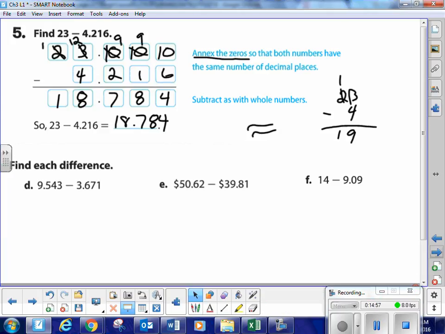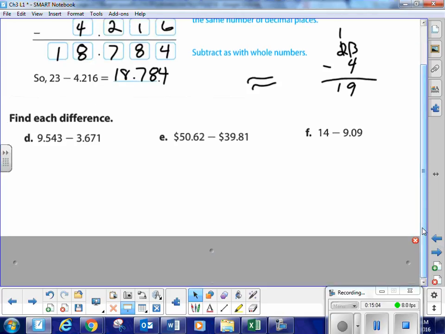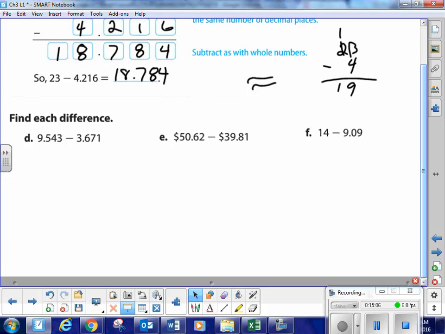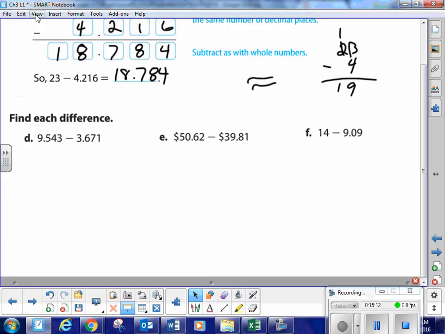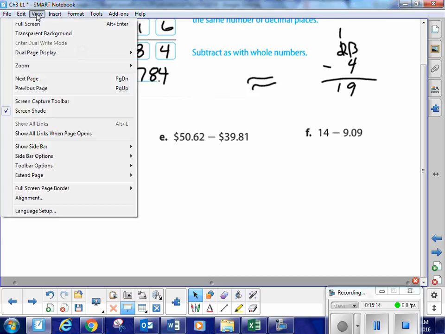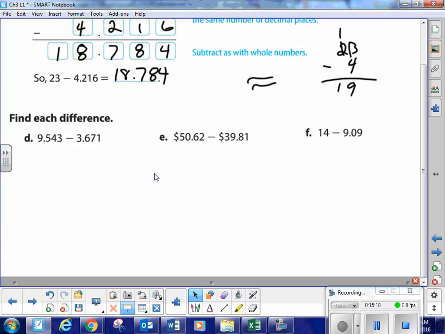Scroll down, and now we're going to find the difference for each one of these. Since I now have the power to extend my page, let me go to edit, view, extend page on. Why is it not in view? Here, let's click that off and see. There it is. Okay, excellent.